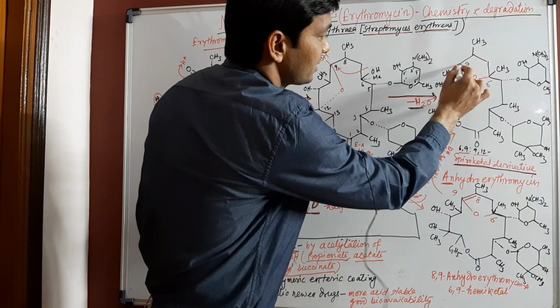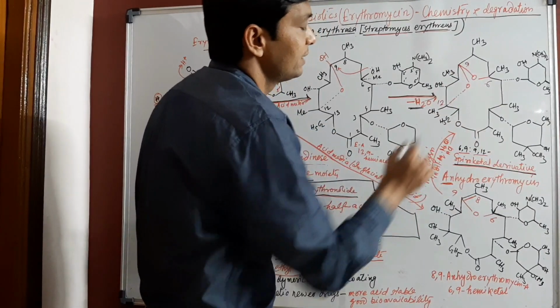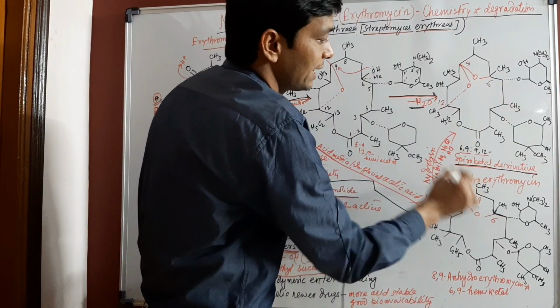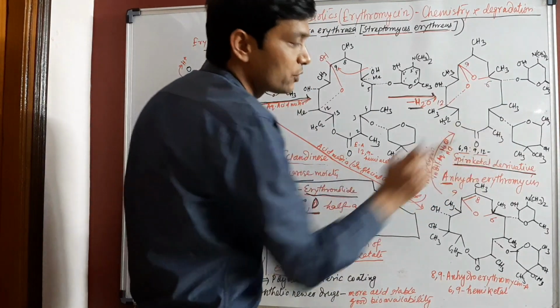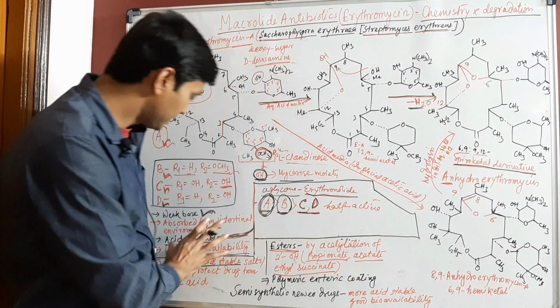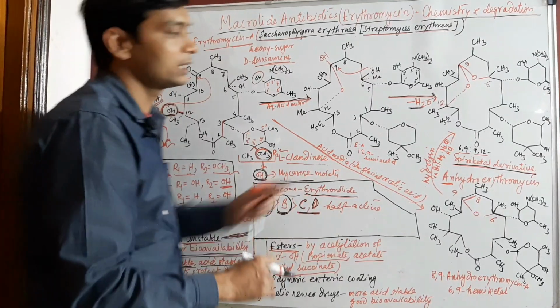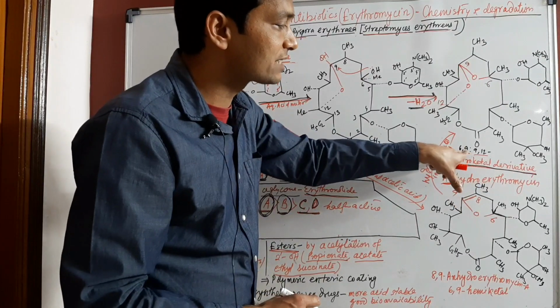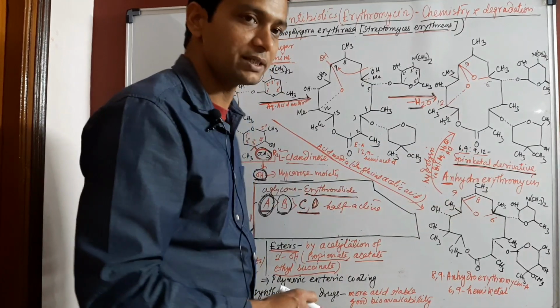The spiroketal derivative, the 6,9-9,12 spiroketal derivative, is known as anhydroerythromycin. And this anhydroerythromycin is inactive. So when it passes through the gastric acid environment, it will be converted to this 6,9-9,12 spiroketal derivative, that is anhydroerythromycin.